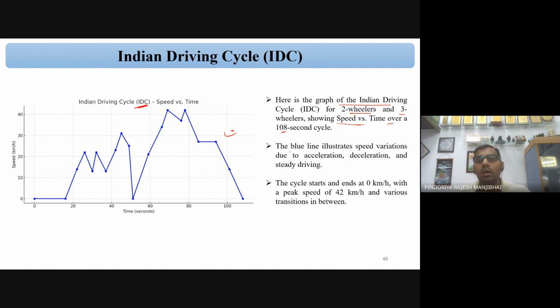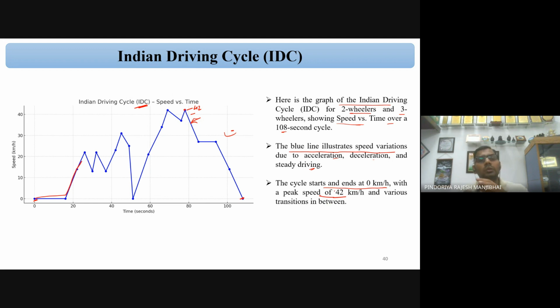The blue line indicates the speed variation, to accelerate and decelerate and steady driving. So you can see this is steady driving and then it's increasing. The cycle starts and ends at 0 kilometers per hour. You can see the starting time and ending time are 0 kilometers per hour, with the peak speed of 42, because this one is 40, so this one is 42. And the variation is the transient in between.